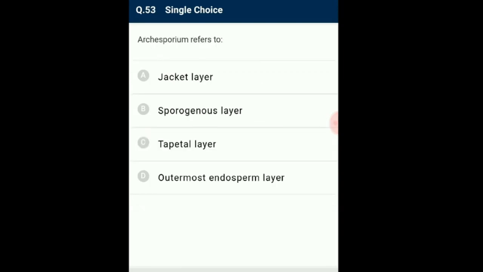Question number 53. Archesporium refers to a cell or group of cells from which the spore mother cell will develop. Archesporium produces primary sporogenous cells which then develop into sporogenous tissue. Cells from it develop into gametic cells participating in the fertilization process. The tapetal layer is found around the middle layer surrounding the sporogenous tissue. Tapetum provides nourishment to the sporogenous tissue. So the answer is option B, sporogenous layer.